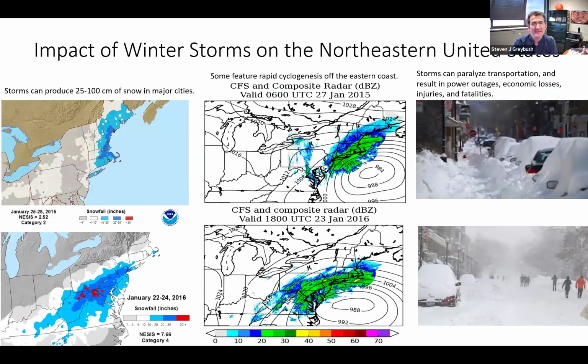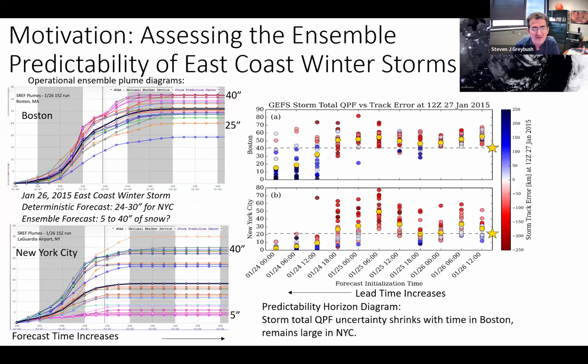So some motivating cases that kind of got this part of the research going were two big snowstorms in January 2015 and 2016, right, bringing 25 to 100 centimeters of snow through the major cities of the East Coast. The 2016 storm, I'm sure, is well remembered by those living in the DC area at the time. The prediction challenge for these storms was immense.